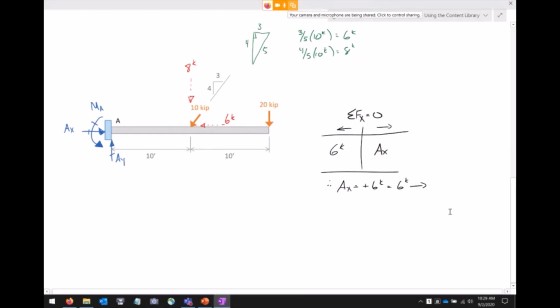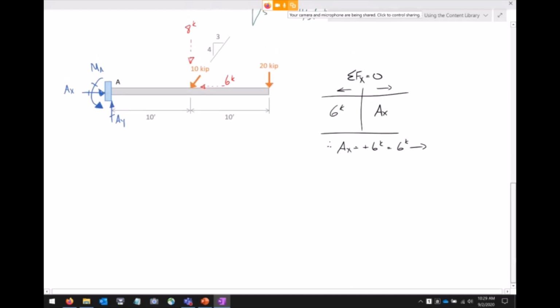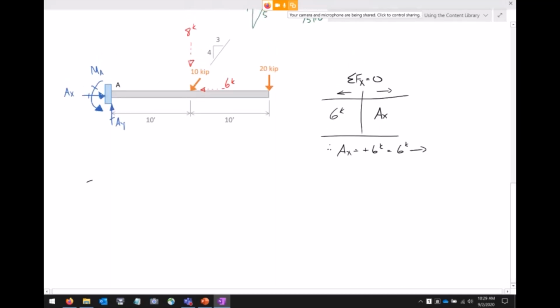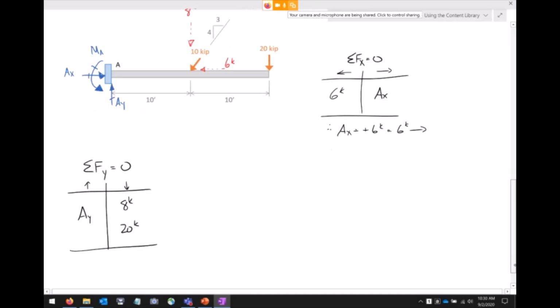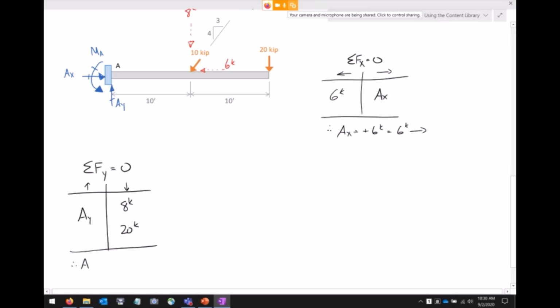If I sum forces in the Y direction, let me scroll down a bit, give me a little more room. If I sum forces in the Y direction, so what do I have? I have AY going up. I've got 8 kips going down. I've got, what is that, 20 kips going down. So that's it. AY is 20 plus 8, it's 28.